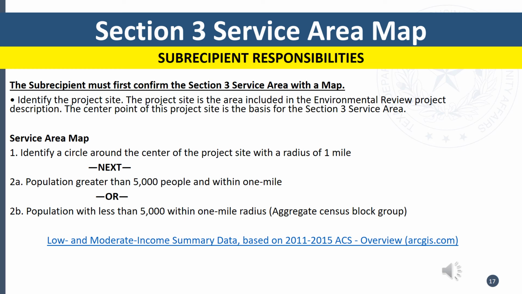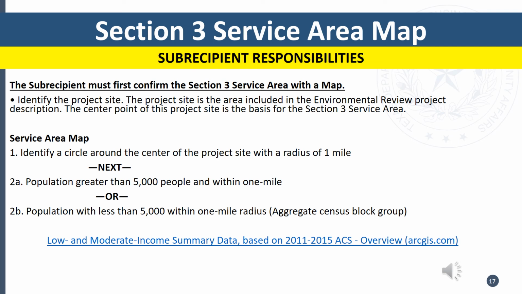This brings us back to the service area map, which we touched on earlier. You must submit a Section 3 service area map to the department. In order to do this, first identify the project site. The project site is the area included in the environmental review project description. The center point of this project site is the basis for the Section 3 service area. To create the map, identify a circle around the center of the project site with a radius of 1 mile.